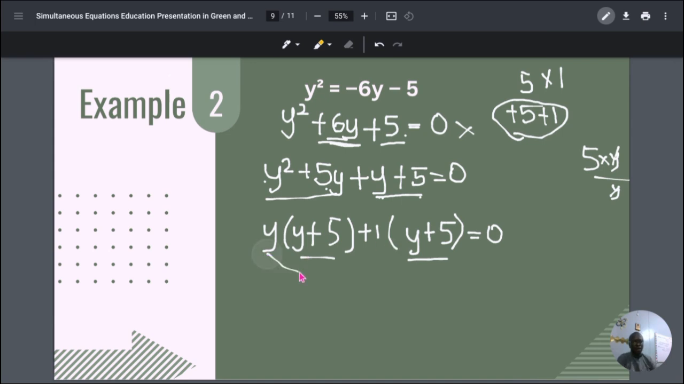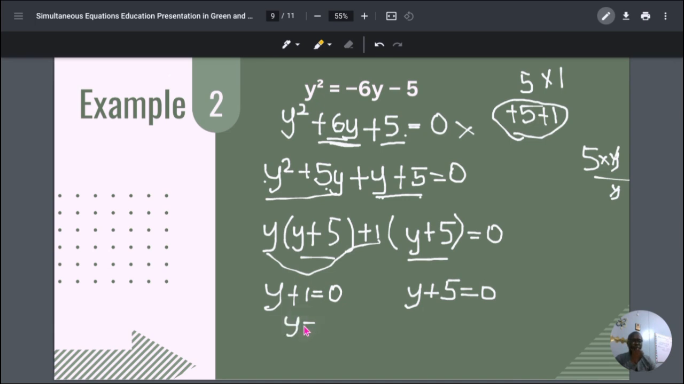Remember I said this one and this one and this one here, you bring it out. That's y plus 1 equals 0. And at this other side, you also do y. You choose one of the ones in the bracket because they are also the same. Y plus 5 equals 0. Okay, so this one goes to the other side. That will give me y equals minus 1.